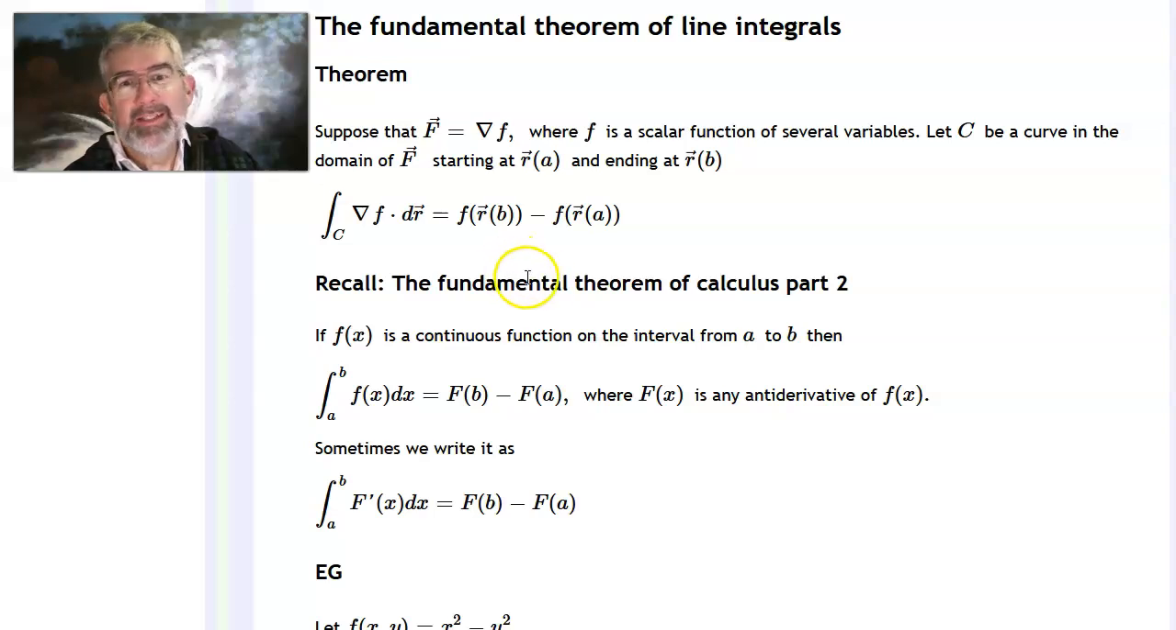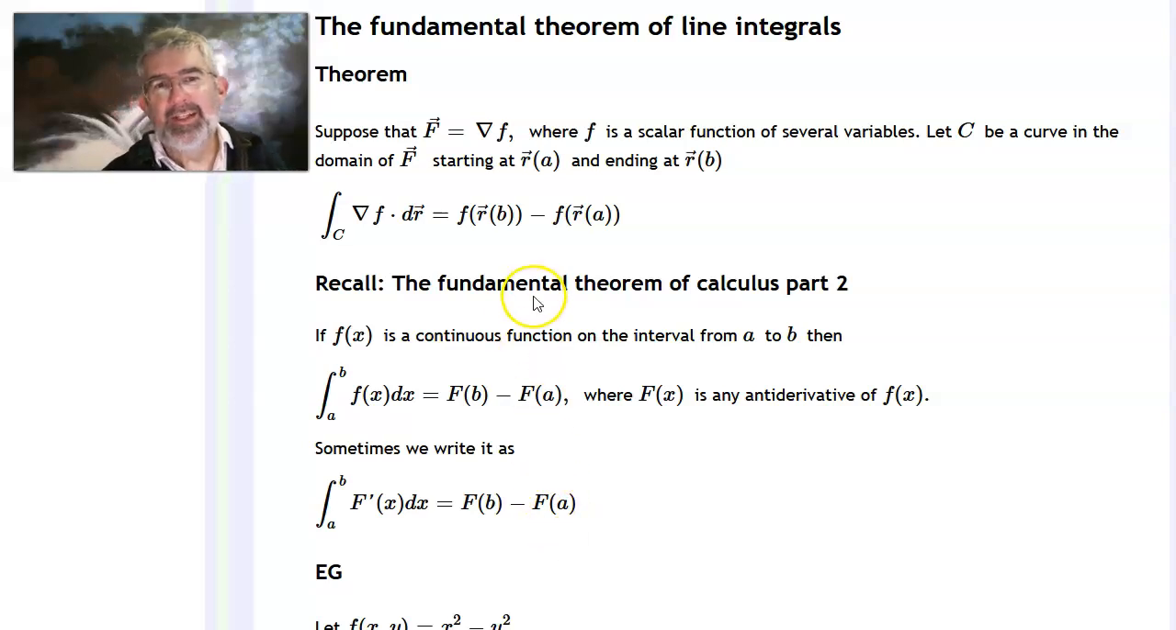It should, because back in Calc 2 we had this thing called the fundamental theorem of calculus, part 2. Part 1 told us that every continuous function has an antiderivative and showed us what it was. But part 2 says if f is a continuous function on an interval from a to b, then the definite integral from a to b of f of x dx is capital F of b minus capital F of a, where capital F of x is any antiderivative. Just find an antiderivative, plug in the endpoints, and subtract. Sometimes we wrote that this way, where the integral of the derivative of capital F was just capital F evaluated at b minus capital F evaluated at a.